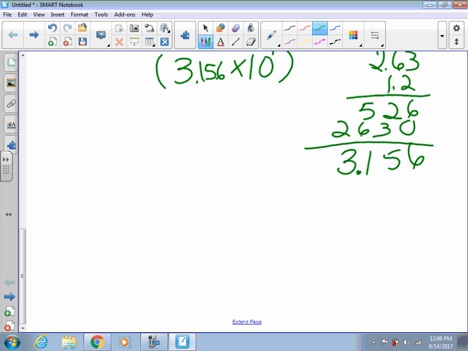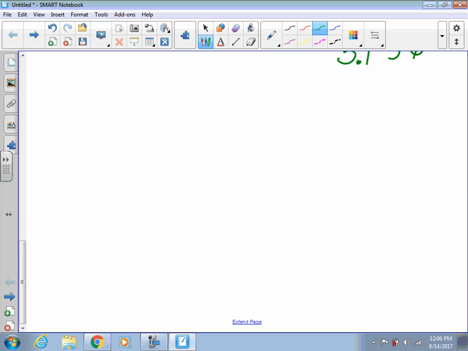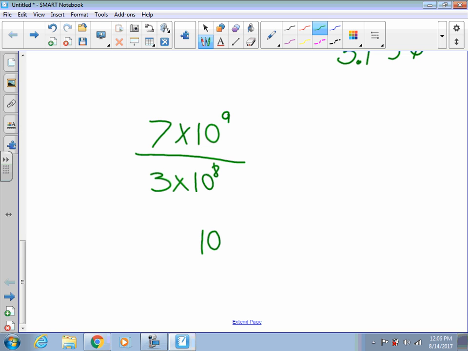Now we're going to look at dividing. Well, if we have a number 7 times 10 to the 9 divided by 3 times 10 to the 8, just like we learned with the law of exponents that when you multiply powers with the same base, you add the exponents. Here we're going to subtract. So 9 minus 8 is 10 to the 1. And then 7 divided by 3.